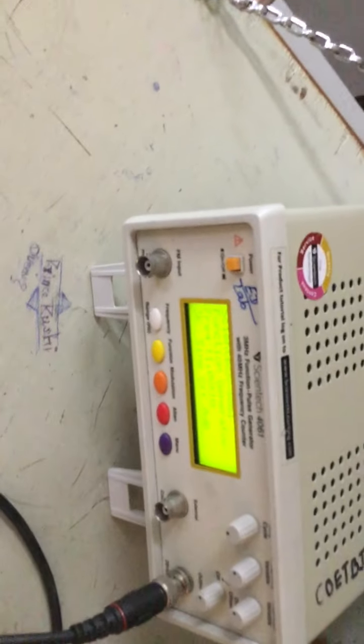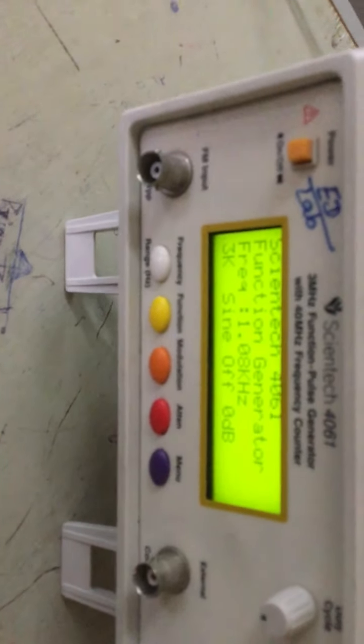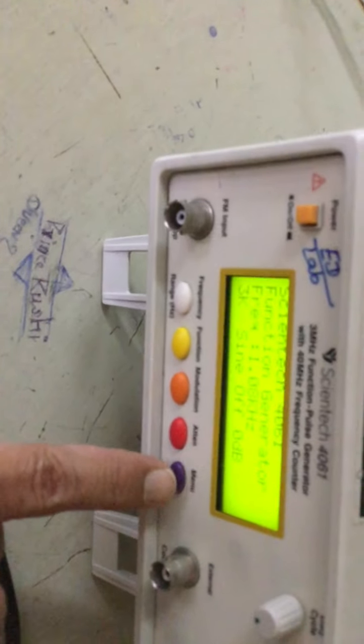First of all, we will apply the input. We will set the function generator. This is the function generator, you already know about this. We are applying a sine wave. We have set our input signal frequency to 1 kHz, and the function generator output is 30 millivolts. The sine wave signal we will attenuate by 40 dB, so we will get the output in millivolts. Input is applied to the input terminals.